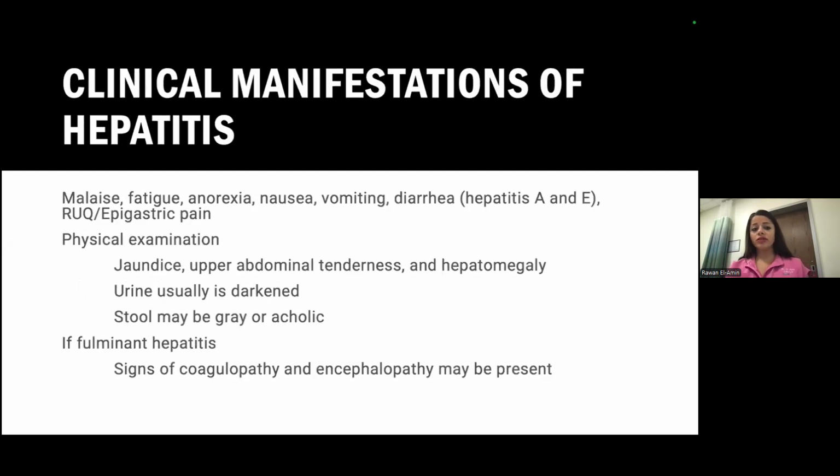Usually our patients can present with malaise, fatigue, anorexia, nausea, vomiting, diarrhea, right upper quadrant pain. It could be jaundice, upper abdominal pain, hepatomegaly. Their urine's usually dark. Their stools are usually gray or acholic. And in fulminant hepatitis, we can see signs of coagulopathy or encephalopathy.